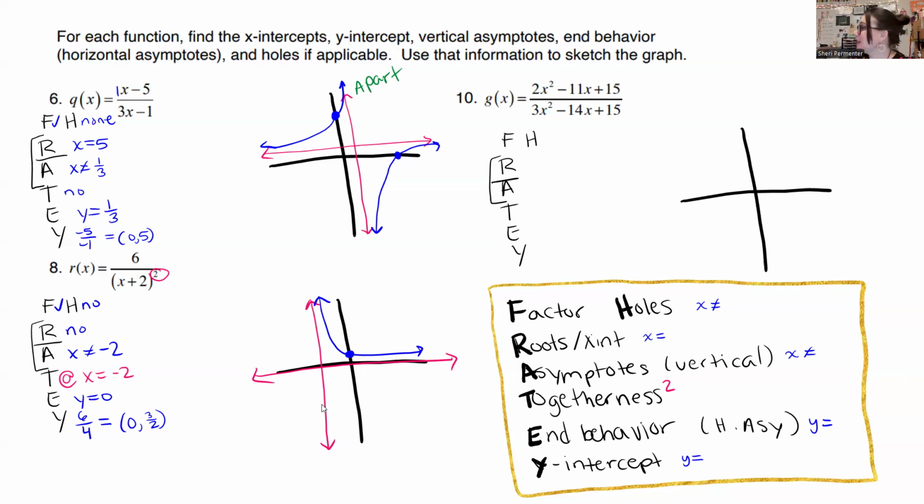I have togetherness. It's the first time I have togetherness. That means that around this asymptote at -2, my graph has to leave and go in the same direction. So since I'm pointing up on the right, I am also going to point up on the left. So my graph has to leave and go together, but it's going to follow the path of the asymptote. And maybe it would be a good idea to jot down that this is together.